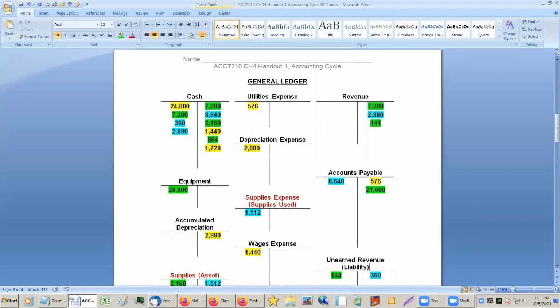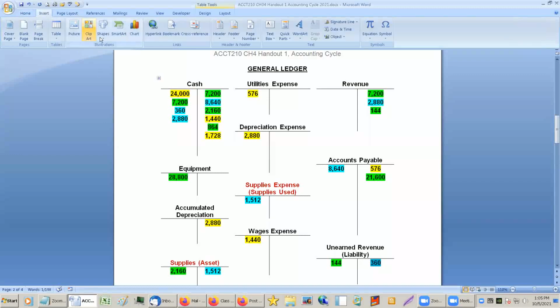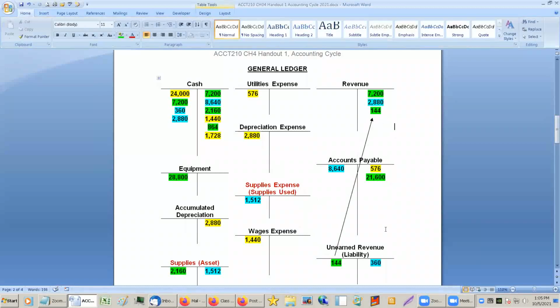So it's a liability. Someone gave us money and we didn't do anything, so we owe them. Well, here, this is what we do, and we'll get more into this in chapter 3. But this is when we've earned it. So we say, okay, we owe them $360 worth of whatever service. We did 144 of it, so we're going to take it out of this liability. We don't owe them that anymore, and we're going to put it right into revenue. So now it is earned revenue. We've earned 144 of it. We still have some left to earn, but that's kind of what's going on with that one.